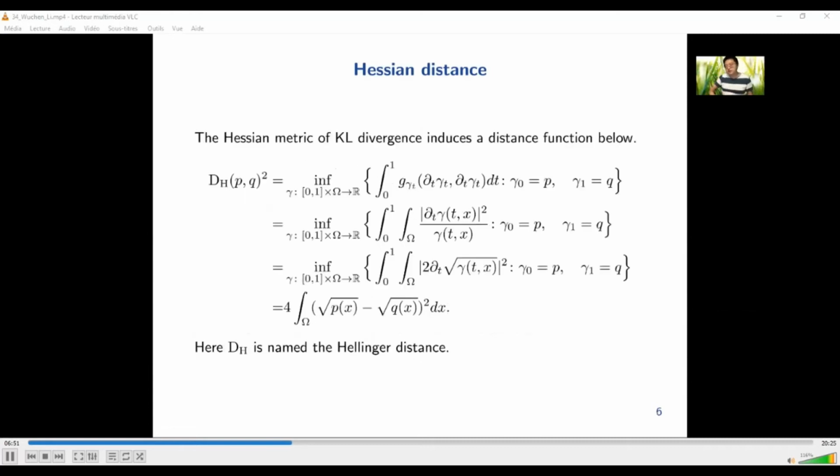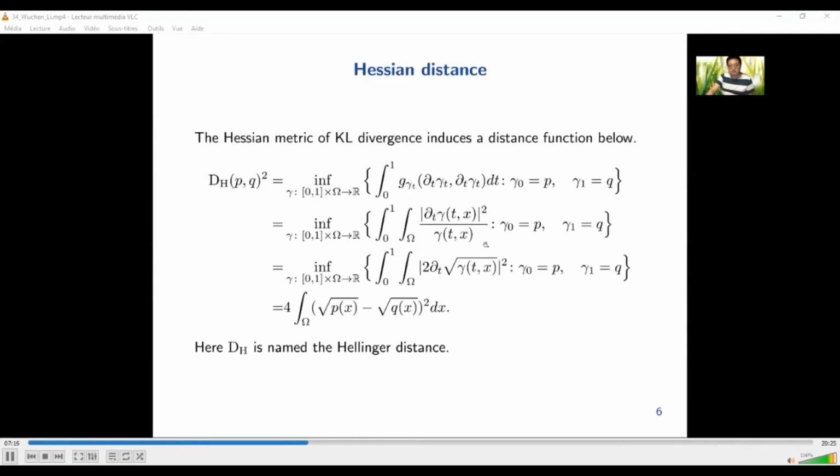Now, basically, given a metric, we can try to construct the distance function. Essentially, by a simple change of variable, you just take the infimum over all the paths from 0 to 1, maybe from 0 to 1 times omega to R, and you consider this Hessian metric, and you let gamma 0 equal p, gamma 1 equal q, and you try to minimize over all the paths.